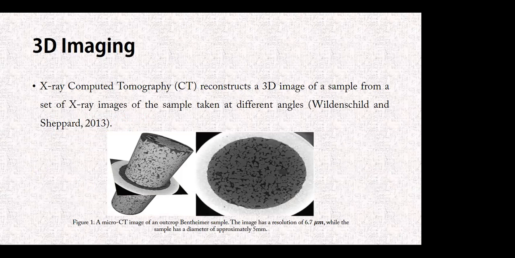In imaging, we have 3D imaging and 2D imaging. Now, the first one is 3D imaging, three-dimensional imaging. So, in 3D, one method we use is X-ray computed tomography or CT. It reconstructs a 3D image of the sample from a set of X-ray images of the sample taken at different angles. We can see in figure 1 an example of CT tomography.